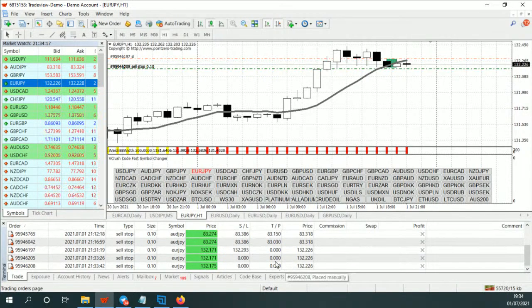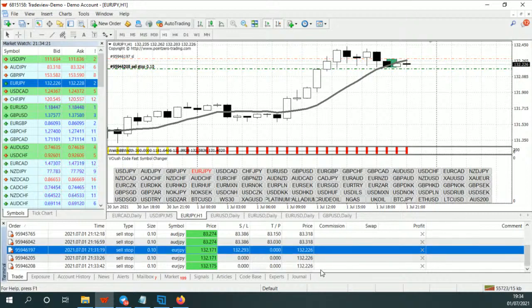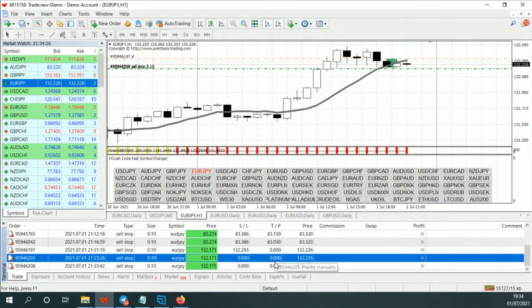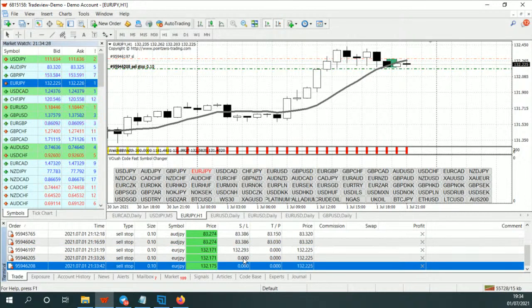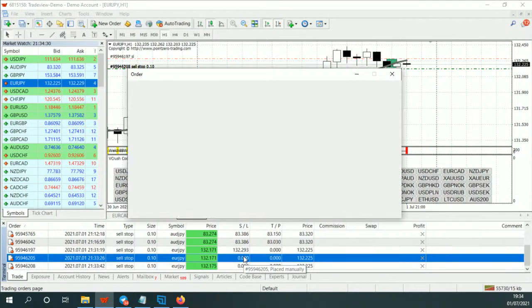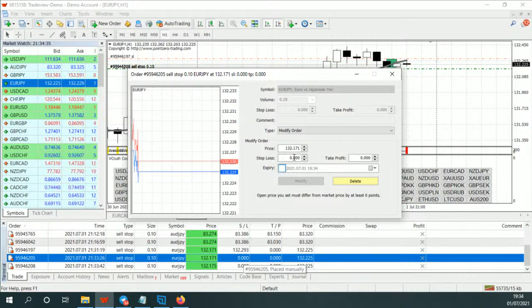Those are the last 3 trades we did. You can see those are the trades without stop loss and take profit. So let's set them. The first one here, let's set the stop loss to the same as the previous one, which is 132.29. Is that correct? Yes, that's correct. That's the stop loss. Yes, modify.